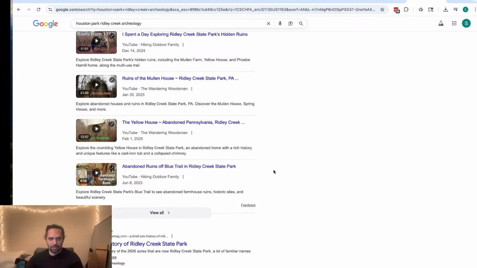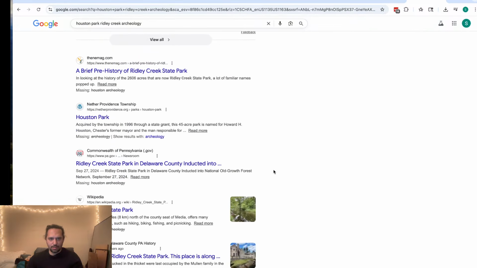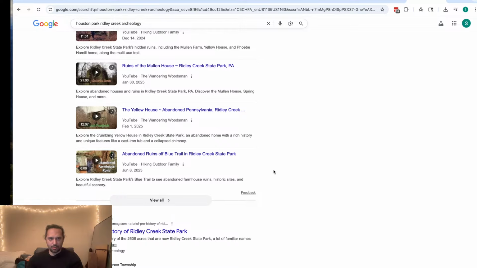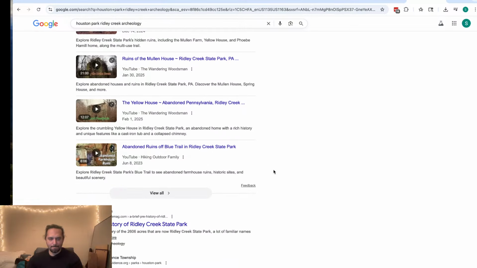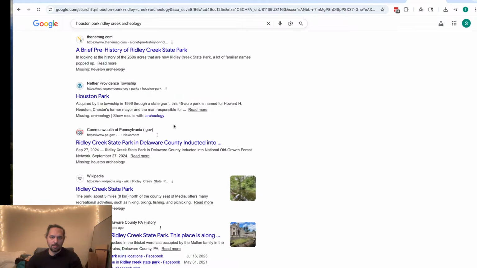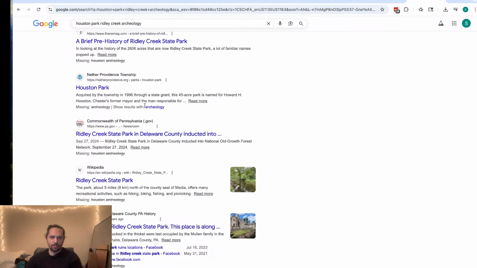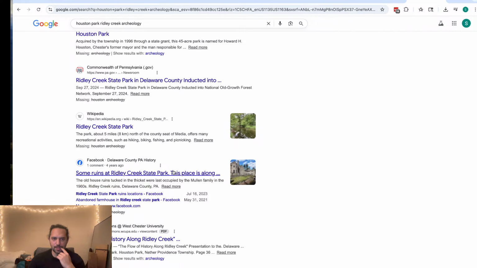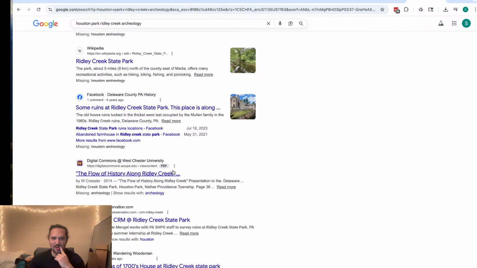Classic Wandering Woodsman. Shout out to Wandering Woodsman. Now Ridley Creek, a lot of familiar names popped up. 45 acre. Chester. Okay, inducted into the Ridley Creek State Park and inducted in a National Old Growth Forest Network. That's cool. But that's not what we want.